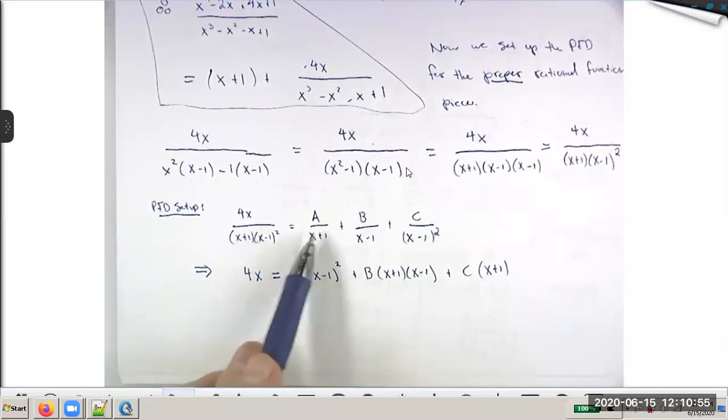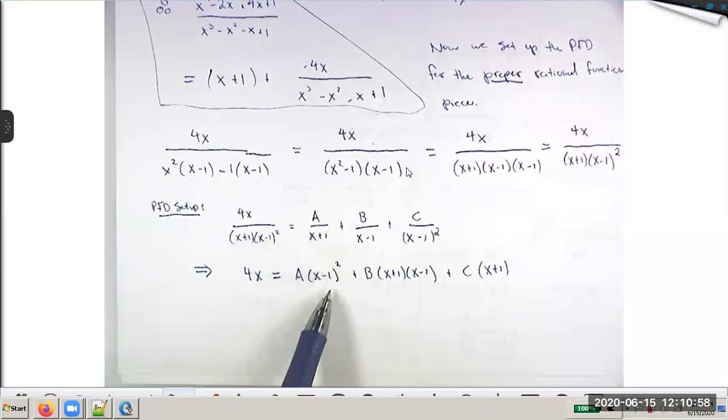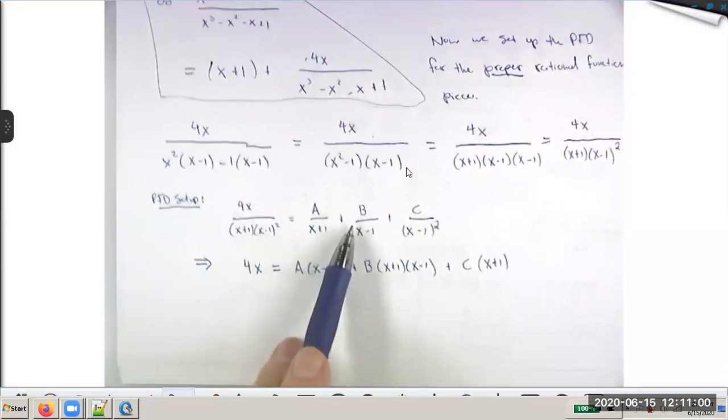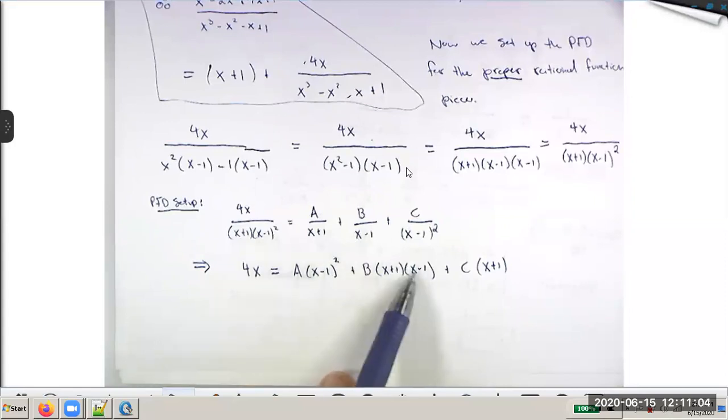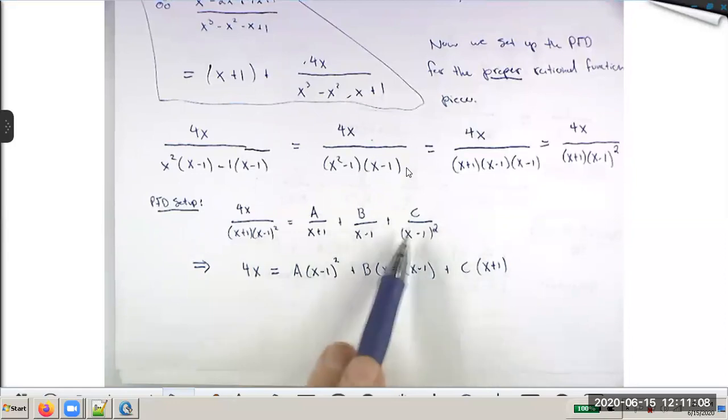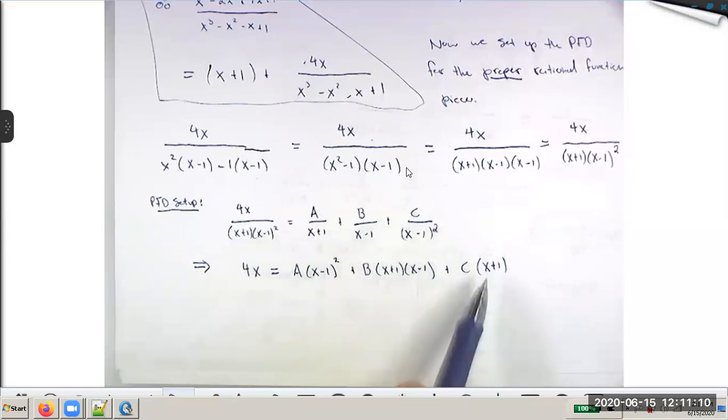So in this term, the x plus 1 cancels, both x minus 1 stay. In this term, one of the x minus 1's cancels, the other x minus 1 stays, and the x plus 1 stays. And in this term, both of the x minus 1's cancel, only the x plus 1 stays. Now I use my Heaviside method.